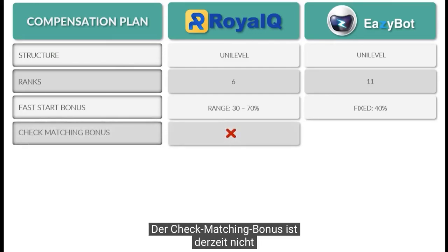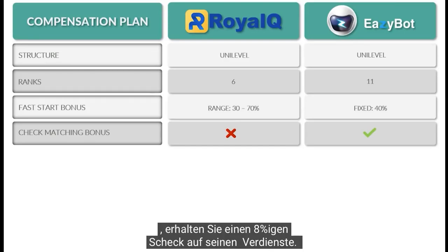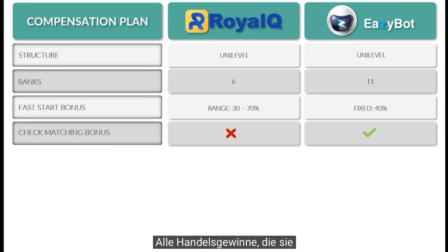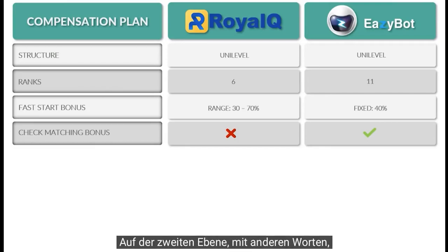Check matching bonus is not currently present in the RoyalQ compensation plan. It is a feature of the Eazybot comp plan, and it is quite lucrative because if you bring in somebody that builds a big team, for example, they're earning $100,000 a month, you're going to get an 8% check match on their earnings. All the trading profits they're earning from their entire team, you're going to get an 8% match every single month. On the second tier, in other words, the people that they referred, you're also getting a 3% check match on that. So 2 levels into your genealogy, you're going to be earning those check matches, which is a very powerful leveraged way to be earning off the efforts of others.